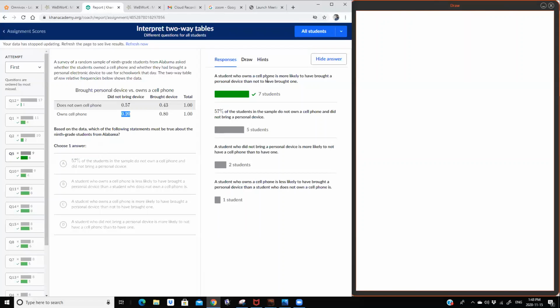A student who owns a cell phone, that means only in this group. And these two numbers are comparable. So that makes sense to compare 80% and 20%. A student who owns a cell phone is more likely to have brought a personal device. 80% is more than 20%. That's true. So that would be the right answer here.